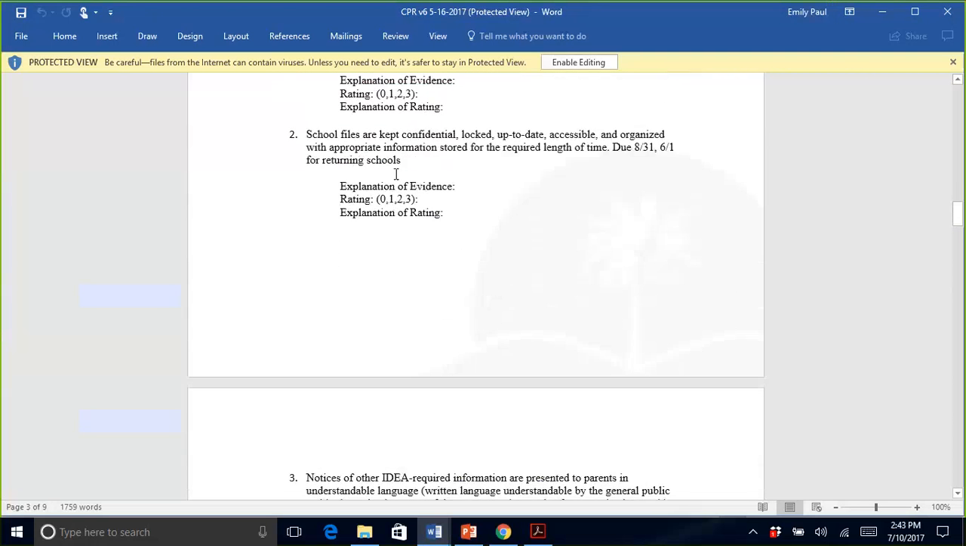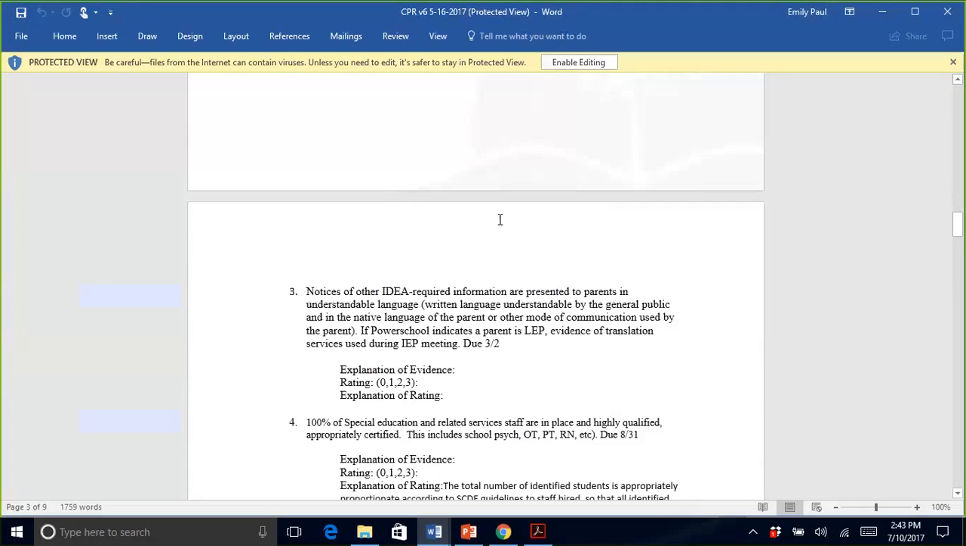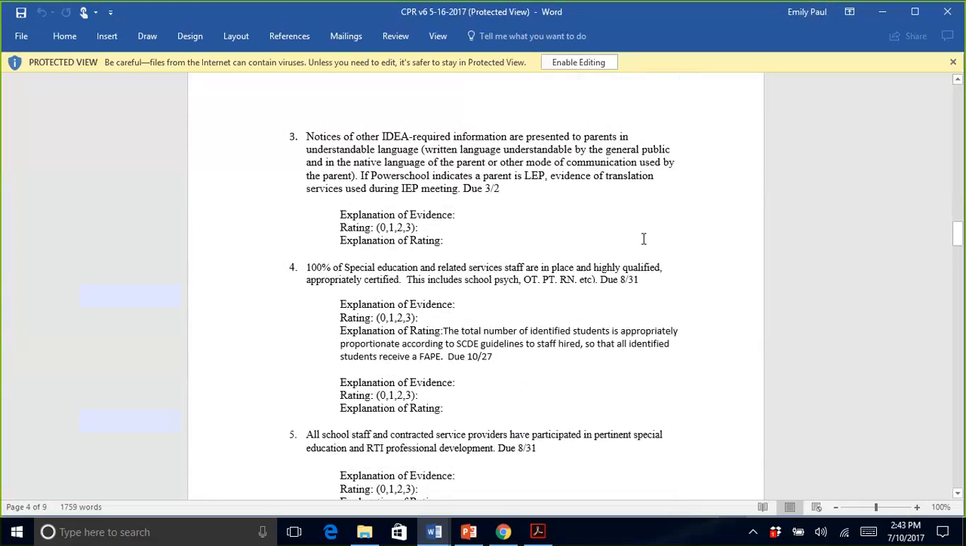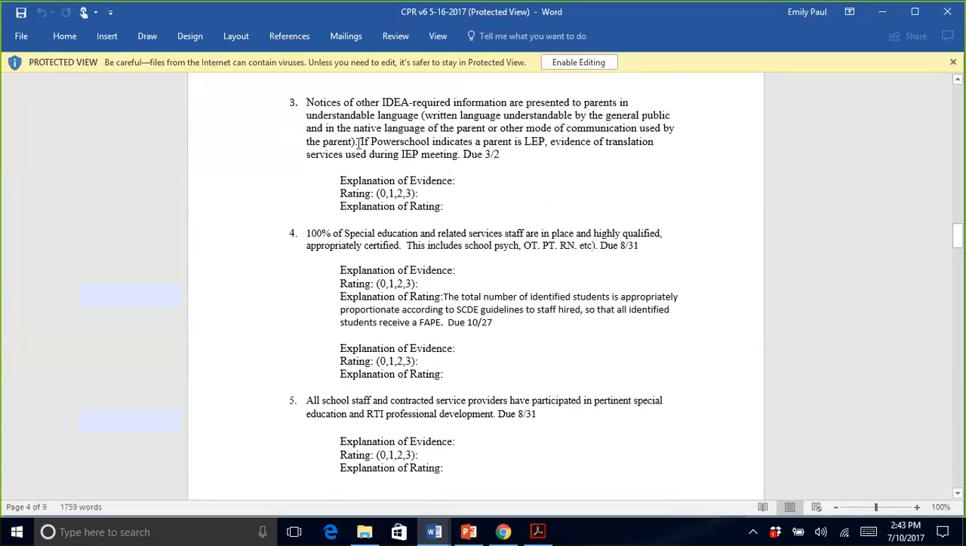The second item is school files are kept confidential, locked, up to date, accessible, organized with appropriate information, and stored for the required length of time. And again, that will be June for returning schools, if they'd like to show us they still have that for the next year, or August. The third item is all of your IDEA required information is translated if it needs to be. And then we'll double check that by looking in Power School and making sure that Power School doesn't indicate any parent is limited English proficient. And if you do have parents that are marked as LEP, we'll have to ask for evidence of translation services.